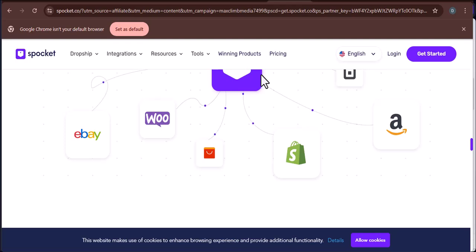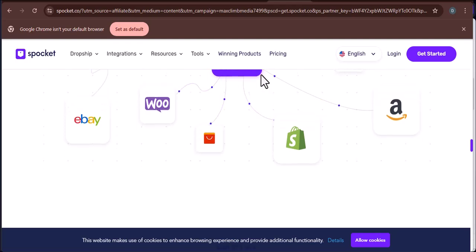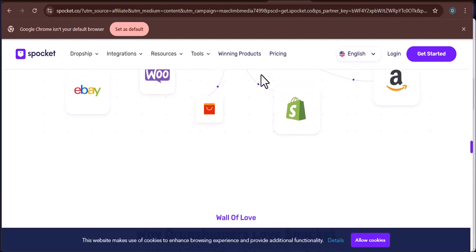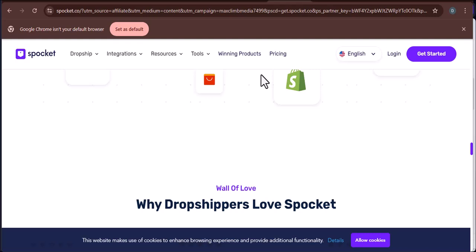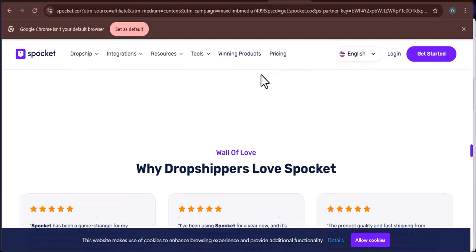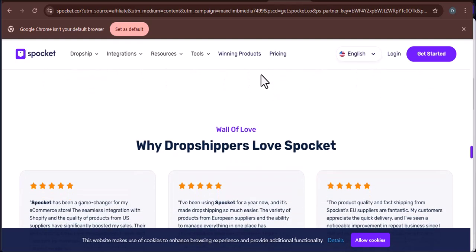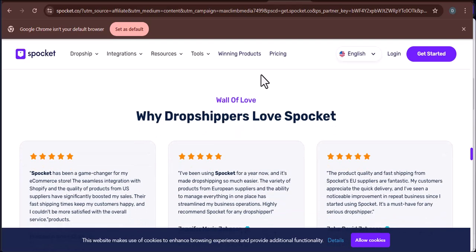Should you use Spocket? Whether or not you should use Spocket depends on your individual circumstances. If you're looking for an easy way to make money online without having to invest a lot of money upfront, then Spocket is a great option. However, if you're on a tight budget, you may want to consider other options.